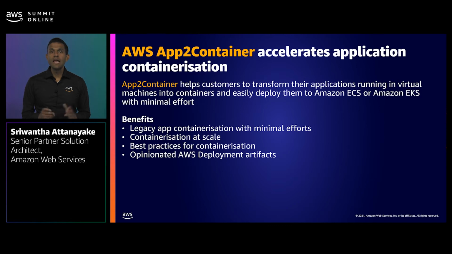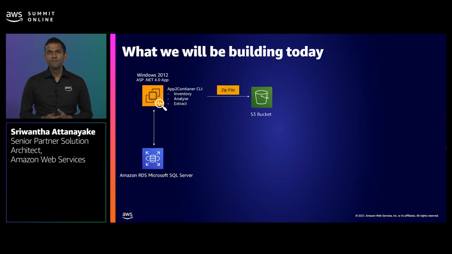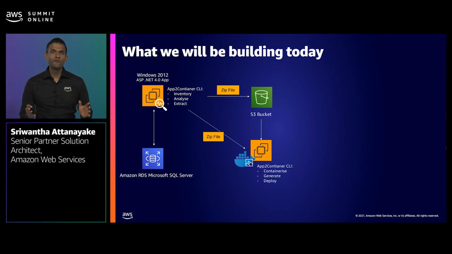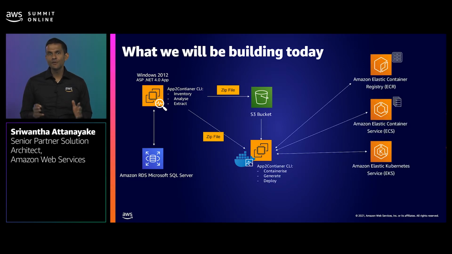AWS App2Container helps our customers to quickly transform their legacy ASP.NET applications to containers at scale with minimal effort and best practices in place. What are we going to build today? I have a legacy ASP.NET Full Framework app running on legacy Windows 2012. I'm going to install the App2Container CLI on this machine and run some commands. It will produce a zip file with all the website artifacts which I can either put into an S3 bucket or copy directly to a Windows VM that can create Windows containers.